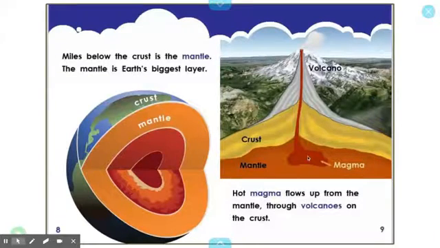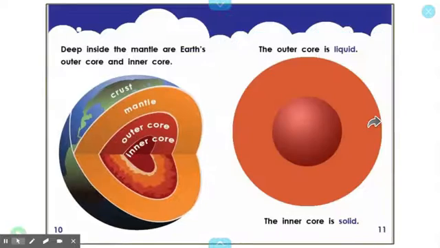So this shows the magma going up a tube straight up out the volcano. Hot magma flows up from the mantle through volcanoes on the crust. So once the magma reaches the air, then it turns into lava. Deep inside the mantle are Earth's outer core and inner core. The outer core is liquid, the inner core is solid, solid like a rock, liquid like magma.